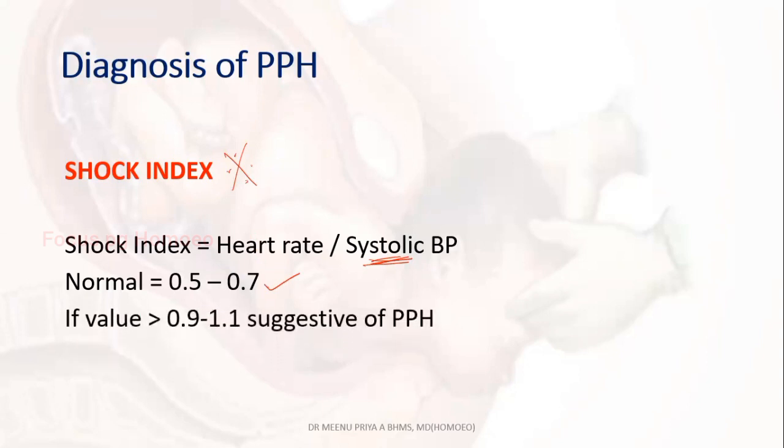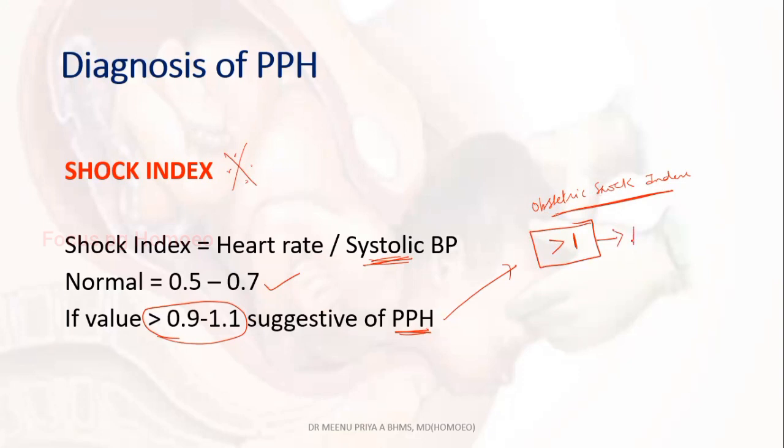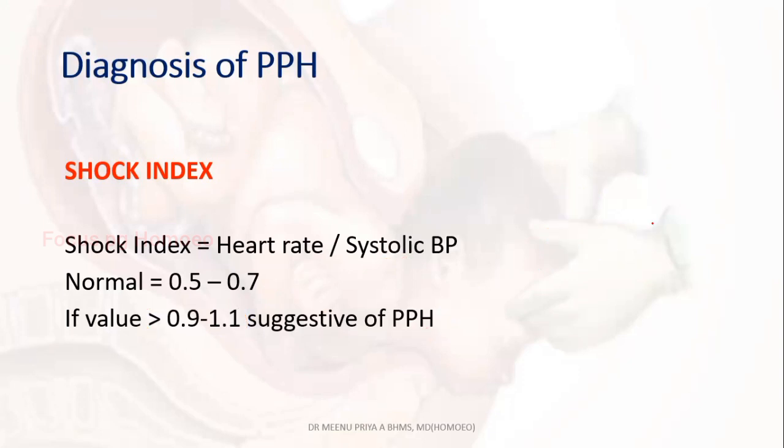And a woman or any patient who is going into shock, the value is more than 0.9 to 1.1, and that is suggestive of PPH, which needs immediate resuscitation. There is also something known as the obstetric shock index, which means shock occurring due to an obstetric cause, especially PPH. Here the value is not 1.1, it is more than 1. So if the obstetric shock index is more than 1, it is suggestive of PPH.